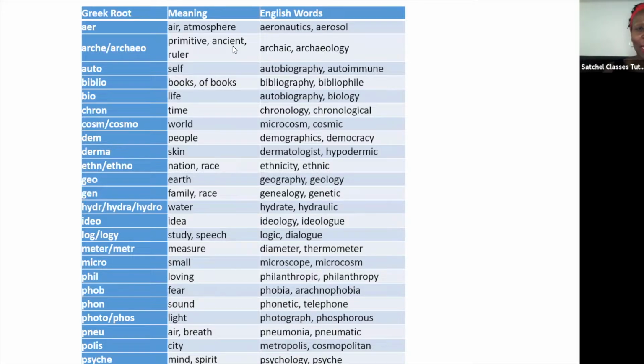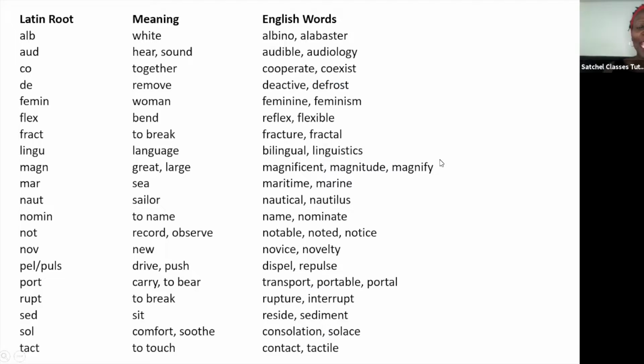If we also think about some of the words that have Latin roots, you can see here some words like albi, which is to do with white. So we get words like albino or alabaster. We have words like femin, which is about femininity and feminism, to do with woman. Words like nomin, to do with the name, so nominate. And words like pel or pulse, to do with propulsion, repulsion, this drive or push towards or away. And things like rupt, to do with break, so rupture and interrupt.